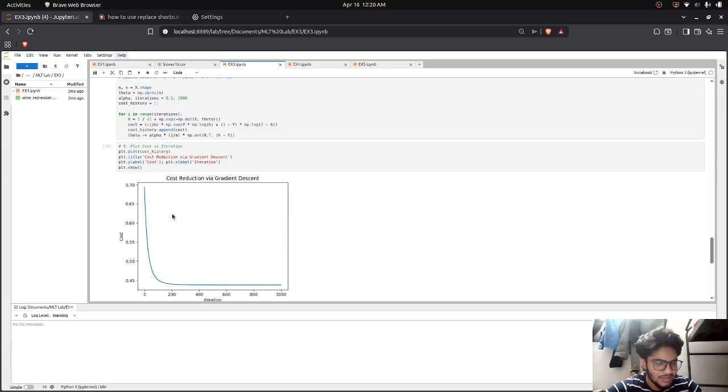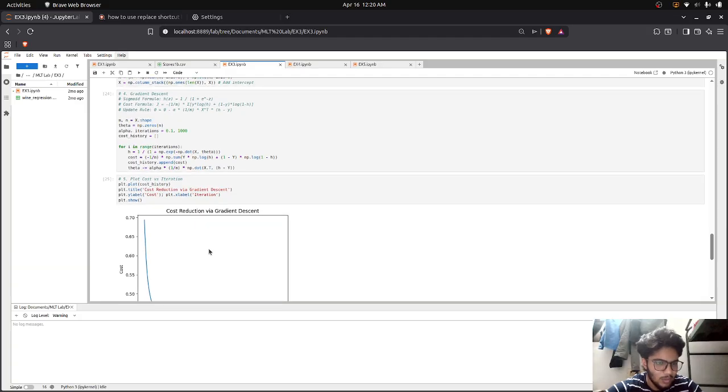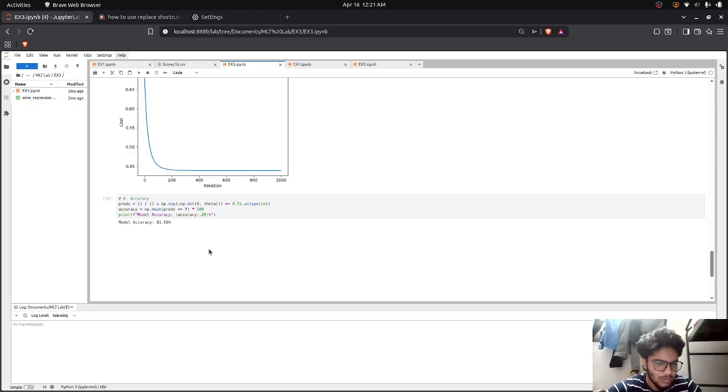For accuracy, we visualize how it goes through the model. Model accuracy is 81%, so it is accurate. This helps in spam detection, disease classification, and fraud detection.